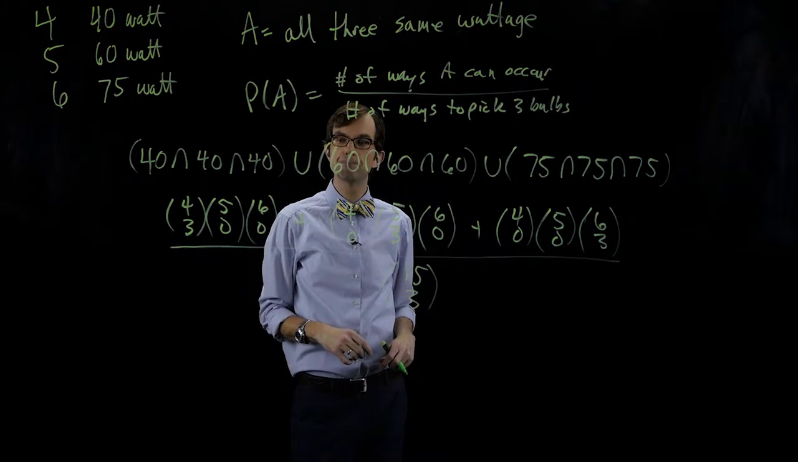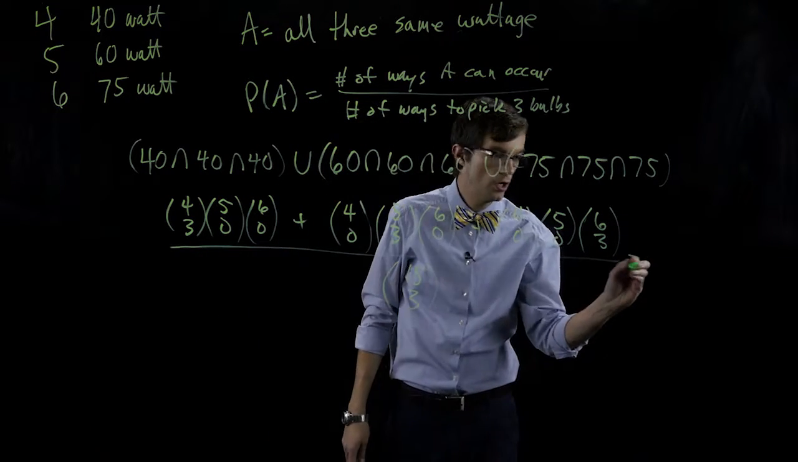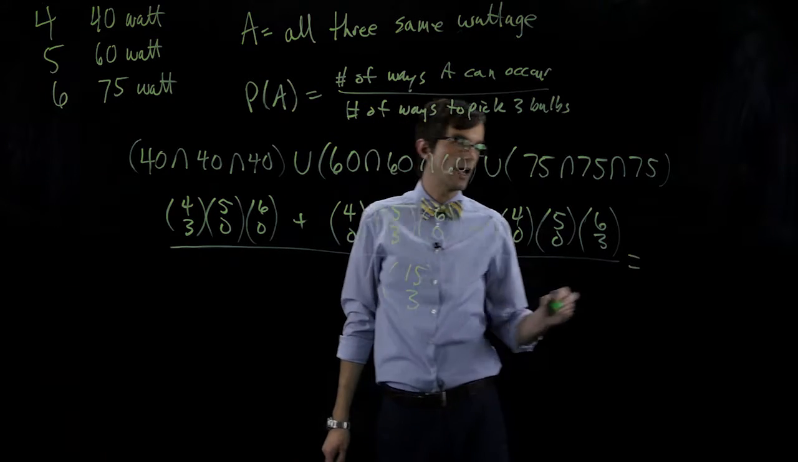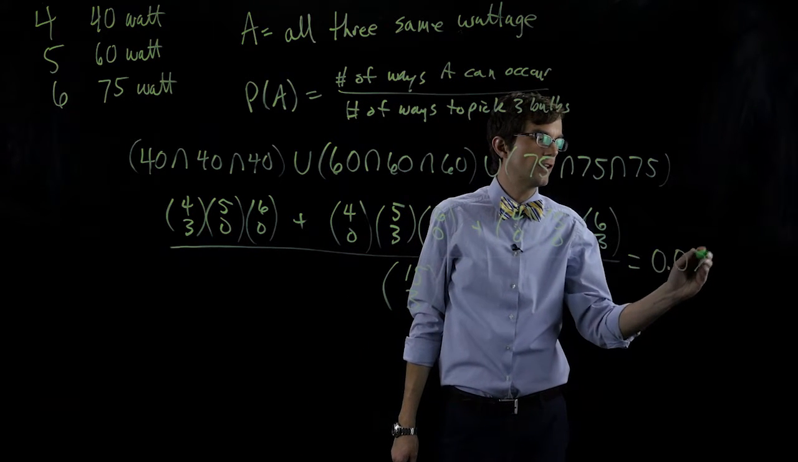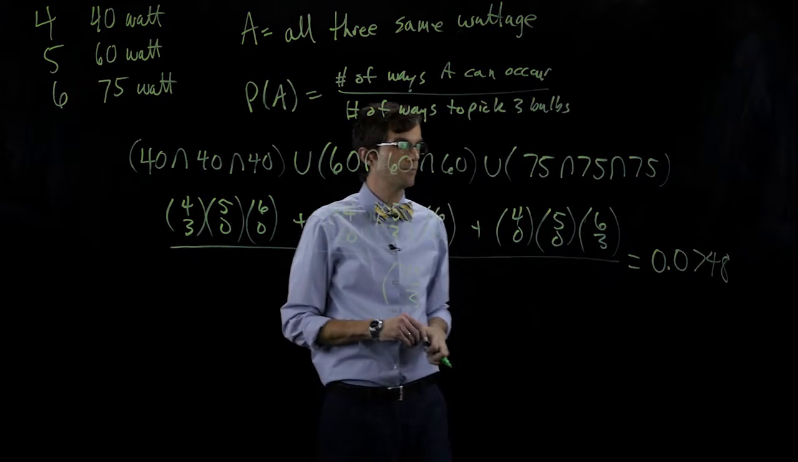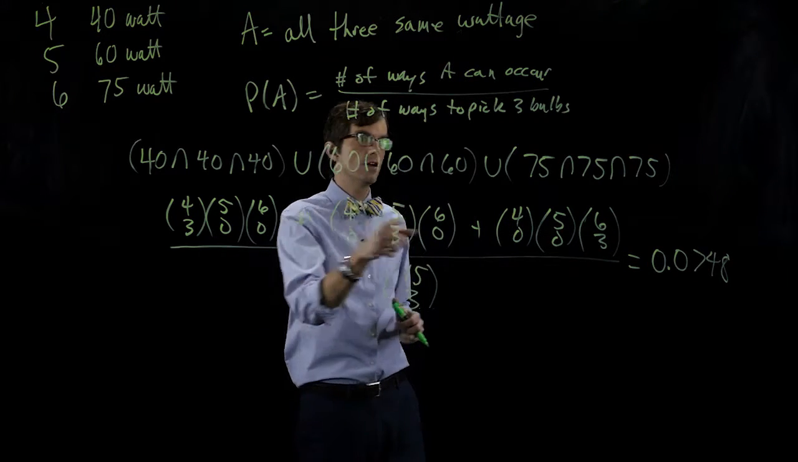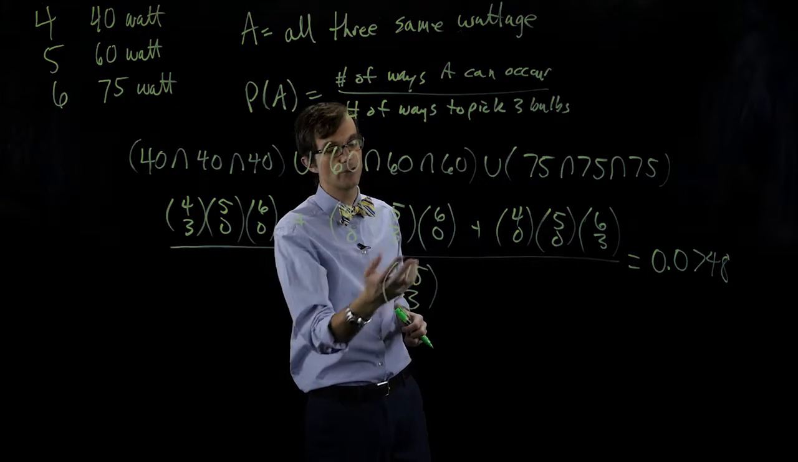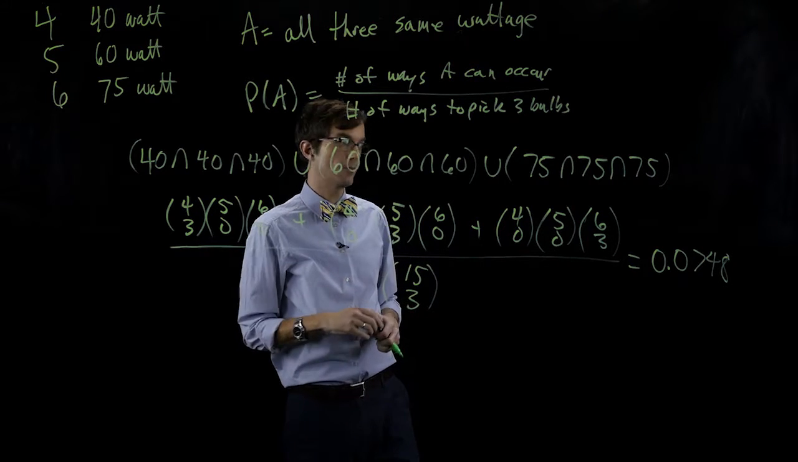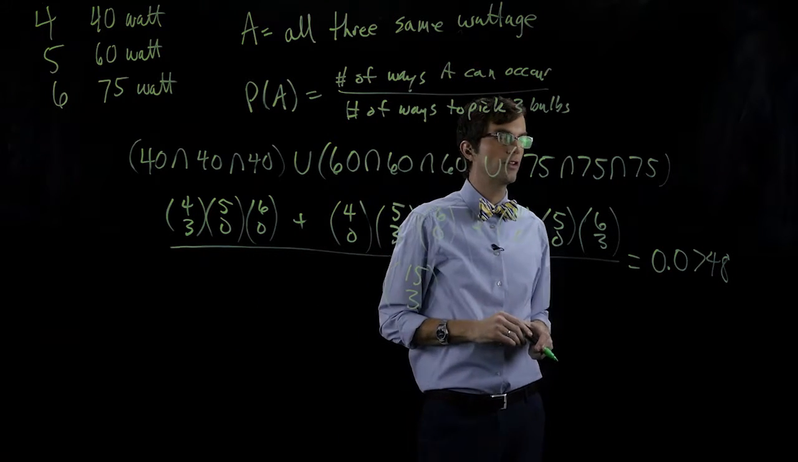Okay? So if we do this, we should get a value of something like 0.0748. Pretty straightforward idea. We're counting how many ways are there for A to occur divided by the total number of ways that we could pick 3 at random. And that probability, 0.0748.